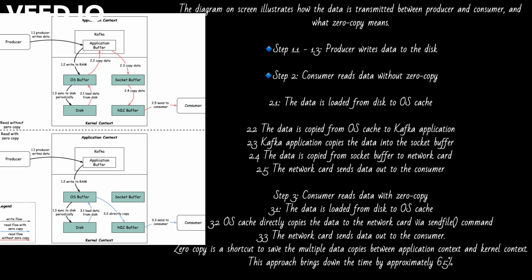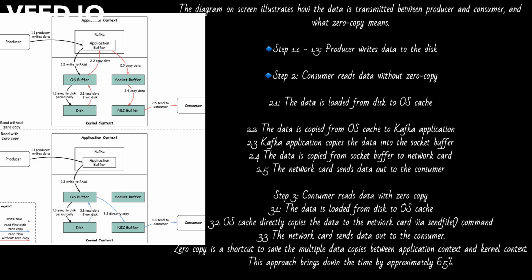The diagram on screen illustrates how the data is transmitted between producer and consumer and what zero copy means. So let's go through the diagram step by step, 1.1 to 1.3. Producer writes data to the disk.